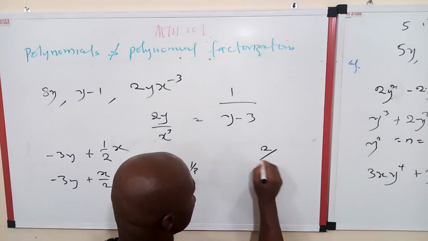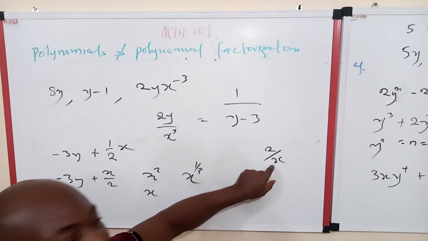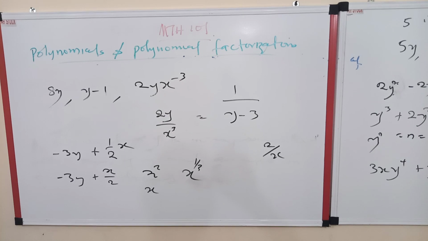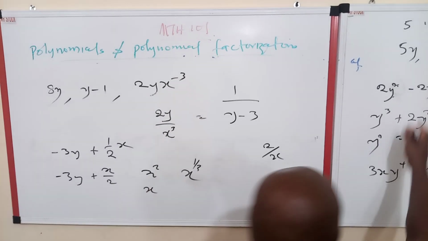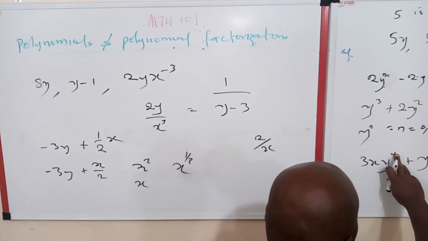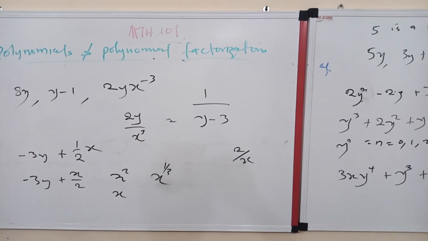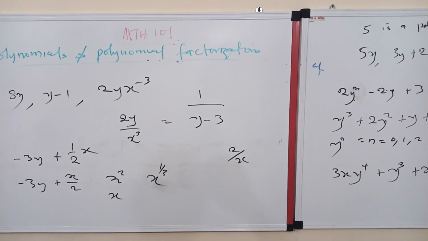Now let's consider this 2 over x. It's 2 over x. We have said it's not divisible. You cannot divide it by a variable. So that is also not a polynomial. If you consider some cases, they are looking like this one. Anything that looks like this one, where the powers of the variables are whole numbers, then you say those are polynomials.